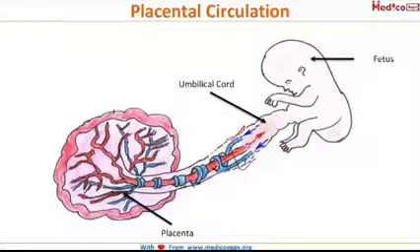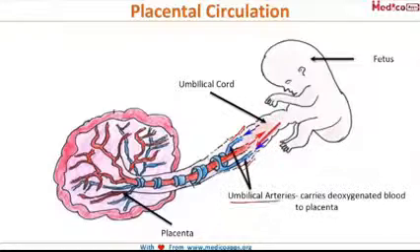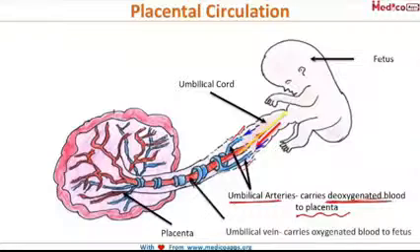Now just opposite to the regular theory that we know that arteries carry oxygenated blood, our umbilical arteries are carrying deoxygenated blood. And where will this deoxygenated blood travel? It has to go from the fetus to the placenta for getting oxygenated. So the umbilical arteries carry deoxygenated blood from the fetus to the placenta. And our umbilical vein carries oxygenated blood from the placenta to the fetus.